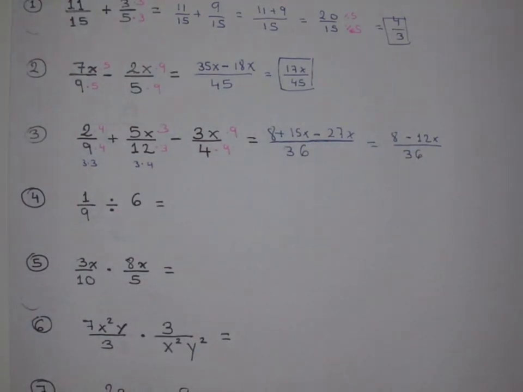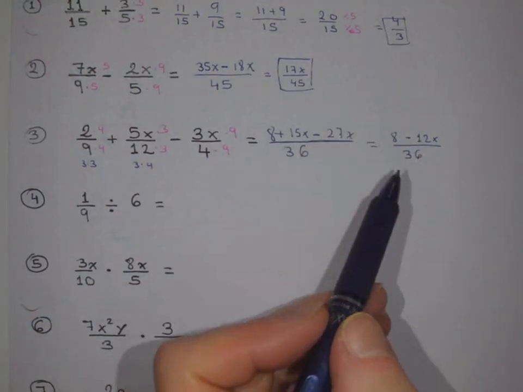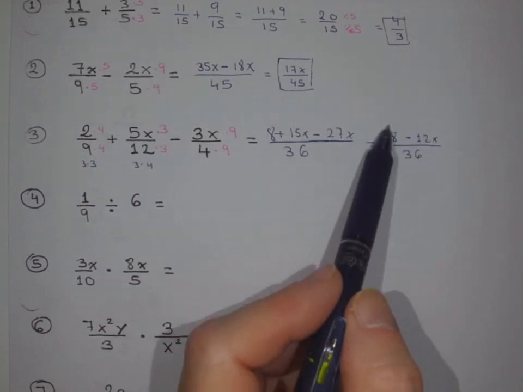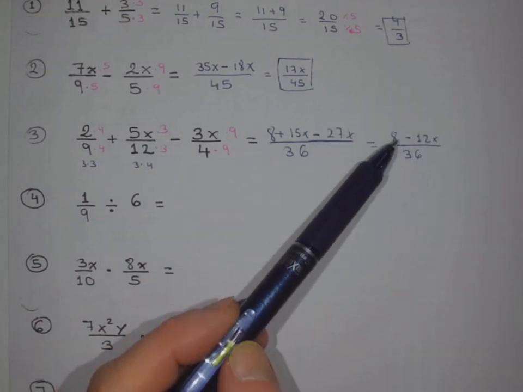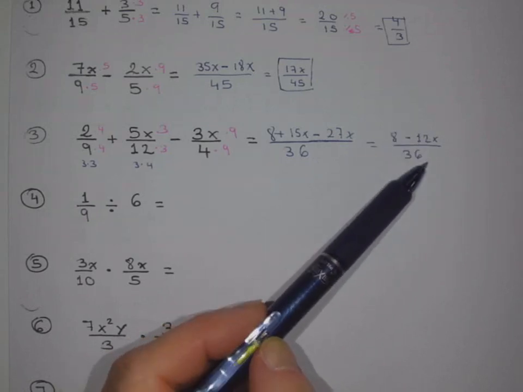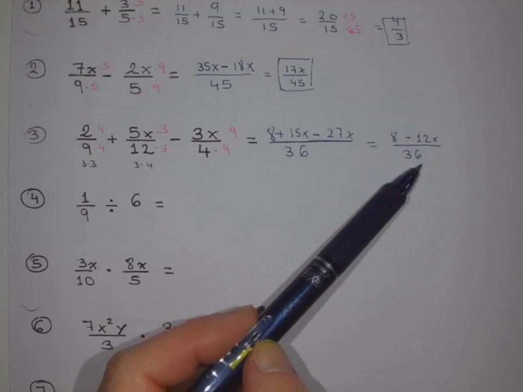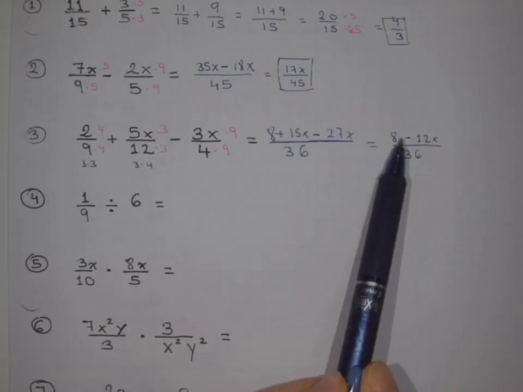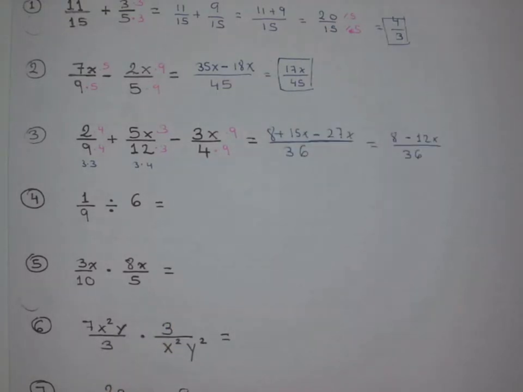At this point, my numerator is as simplified as it can go, but now you need to ask yourself, do those three have anything in common? Is there any factor I could take out? Well, 8 and 12 both have a factor of 4, so I'm going to factor out a 4.